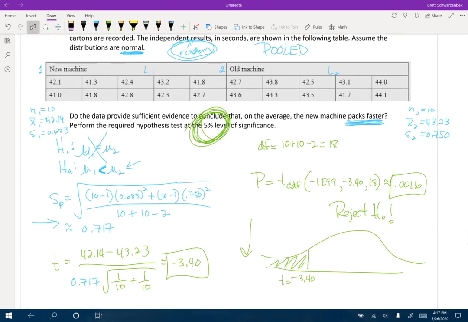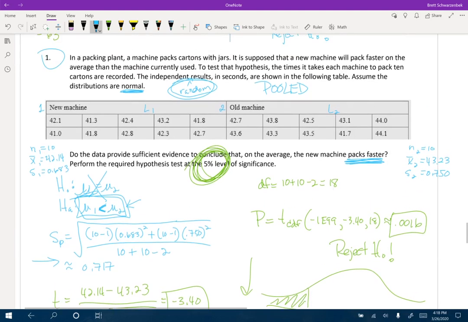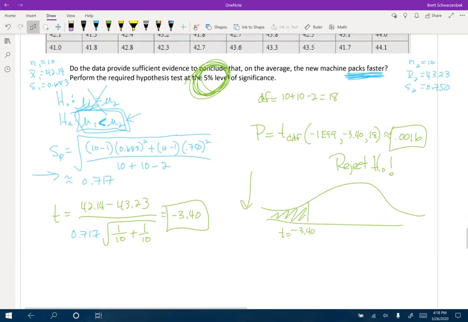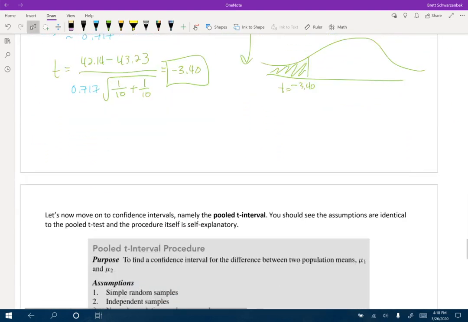So remember, the summary statements for these are the same. So we would have said reject H naught, which means it does give evidence that blah, blah, blah, and then all you would do is reword the alternative hypothesis that the new machine time is less than the old machine time. Or you could just say packs faster, right? So either way, this is all the same stuff, but that is actually what you would get in that type of test.